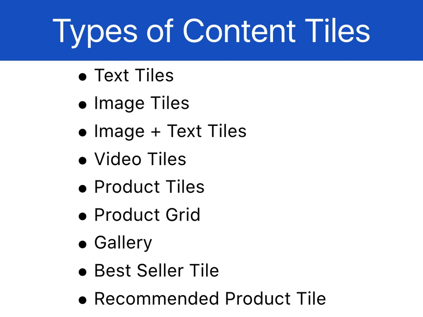Now, these are the 9 types of content tiles that brand registry sellers like yourself can utilize to design your storefront. You can choose from text tiles, image plus text tiles, video tiles, product grid, gallery, also the bestseller tile and the recommended product tile. I'll talk more about the bestseller tile and the recommended product tile later on, because Amazon has more control of these 2 features. Now, I will go through each of these tiles and the requirements for it, so you have a better understanding of which to use for your Amazon storefront.